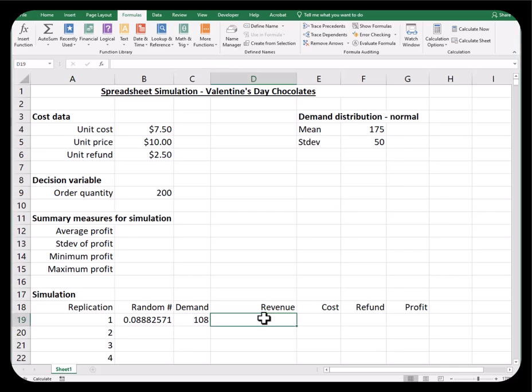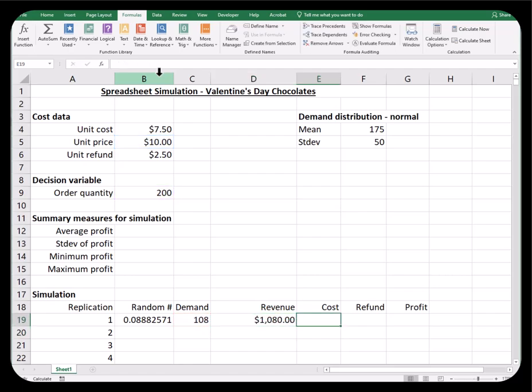So the revenue will be the unit price multiplied by either demand or the order quantity, and it depends on whether the order quantity is going to be larger than the demand or smaller than the demand. One way to do this elegantly is using a MIN function. So we'll first have B5, as an absolute reference for the price that we'll receive in revenue. And then by how many? Well, we'll use the MIN. It's going to be the minimum of the demand and the order quantity. Of course, if we order 200, in this case, and the demand is 108, we're only going to get revenue for the 108. However, if the demand is larger than 200, we're only going to get revenue of 200. So MIN of C19, and then we will have B9 as an absolute reference. So when we copy this formula down, we will get the same order quantity, but the demand will change for each replication.